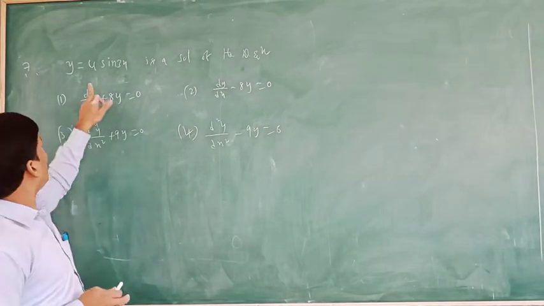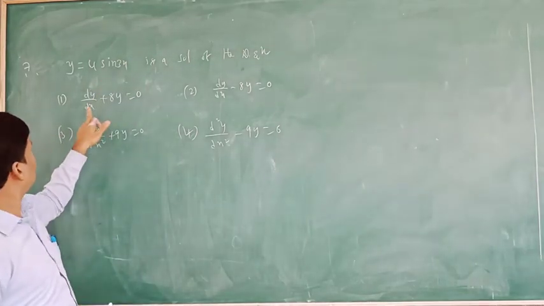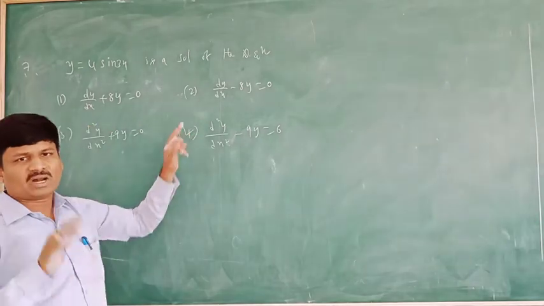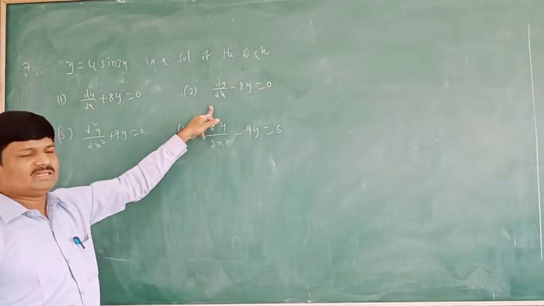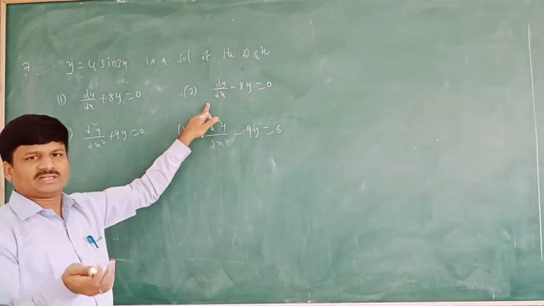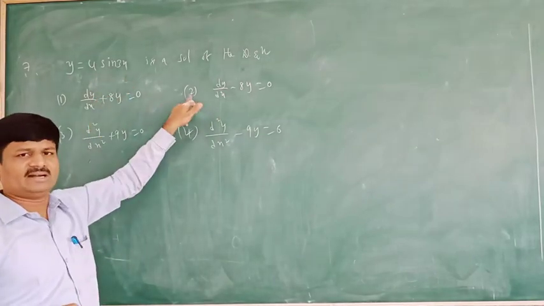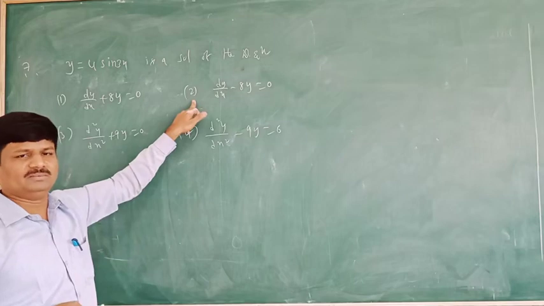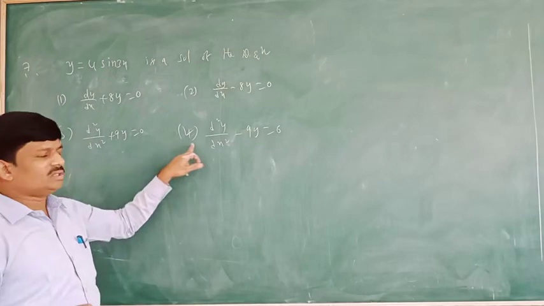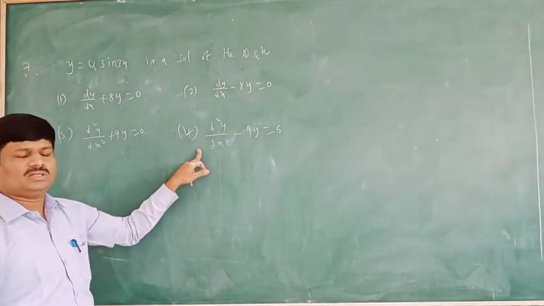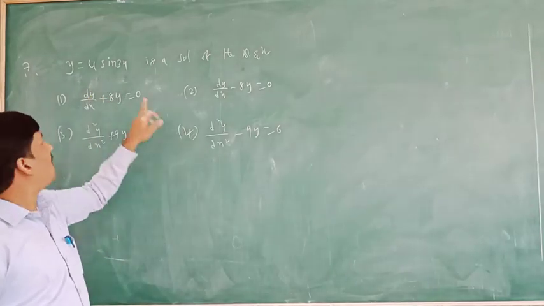Here, arbitrary constants are not there. If one arbitrary constant were there, the order of the differential equation might be one, and maybe this one or this one is the answer. That means the given function may be a solution of either the first or second differential equation. Or if two arbitrary constants were there, maybe the third or fourth equation. But here arbitrary constants are not there.